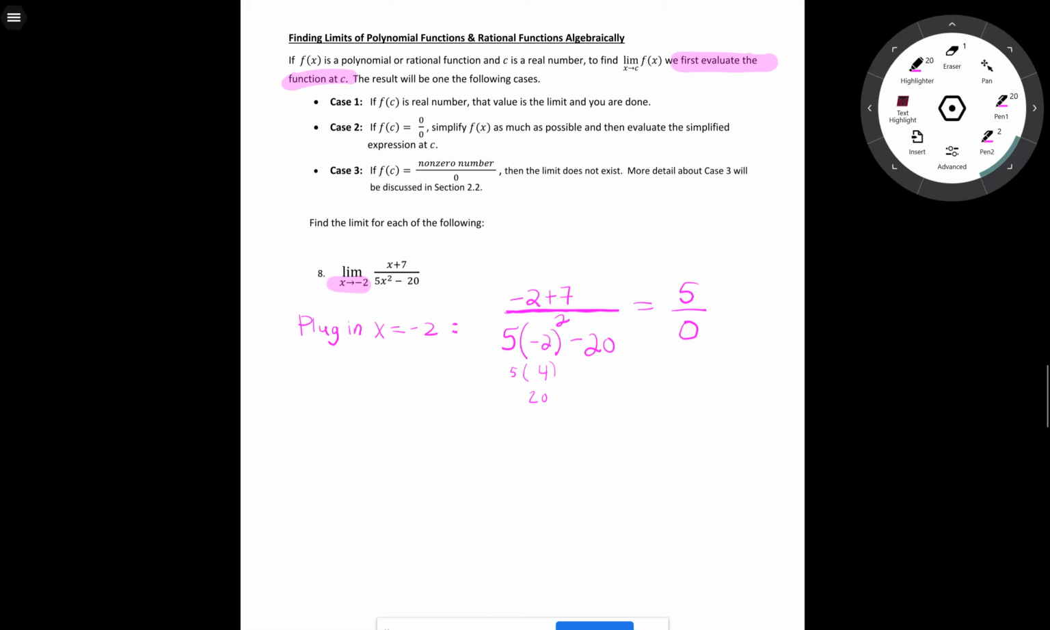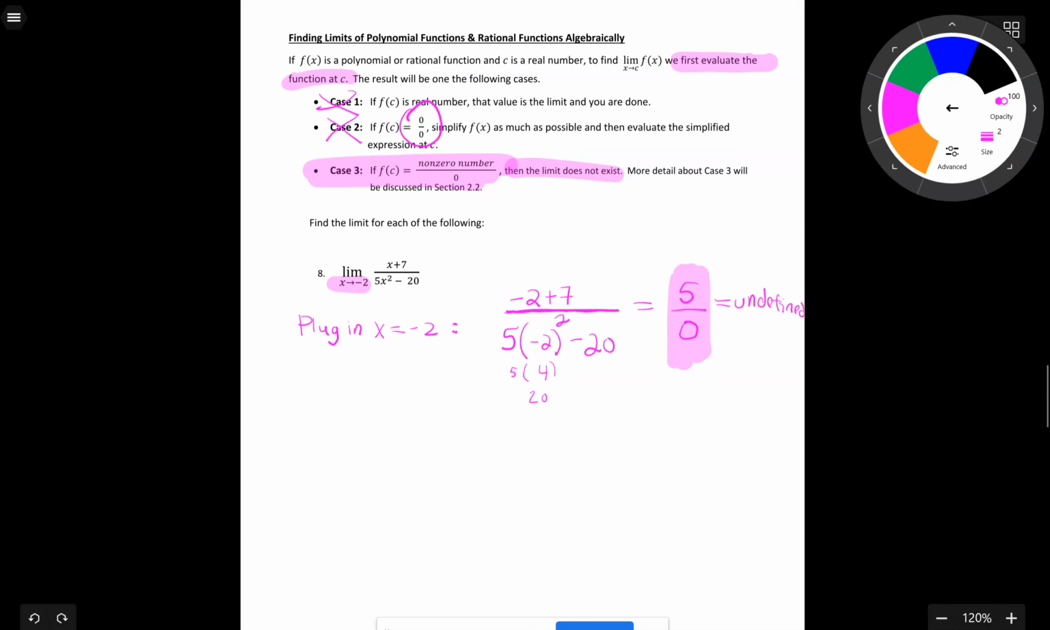So it's not a case 1 because this is not a real number. That's undefined, right? It's not a case 1. It's not a case 2 because case 2 has to be a 0 over a 0. And this is a non-zero number over a 0. So we are in a case 3 right now. And it says, if you get a non-zero number over 0, then the limit doesn't exist. You're done. This limit does not exist.